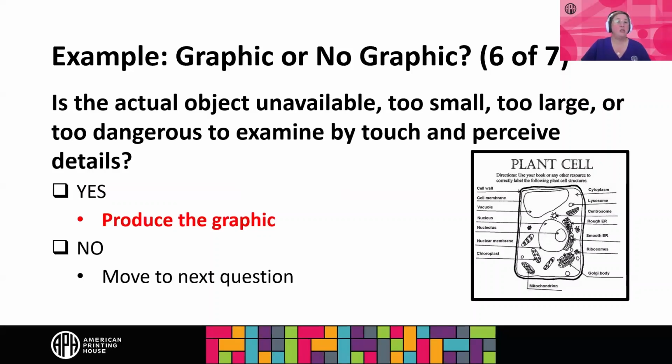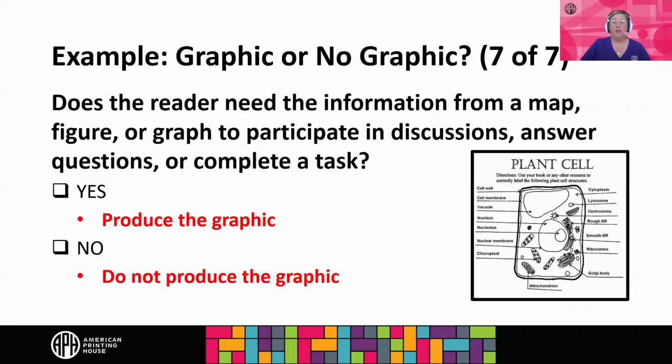The next question, is the actual object unavailable, too small, too large, or too dangerous to examine by touch and perceive details? Plant cells are pretty darn small. Therefore, we definitely have to say yes, and we have to produce this graphic. If we had said no, we would move on to the next question. And the next question asks, does the reader need the information from a map, figure, or graph to participate in discussions, answer questions, or complete tasks? We've already said yes. So this question would have already moved us forward, but it does give you the indication if you had said no, you would have to make a decision at this point.